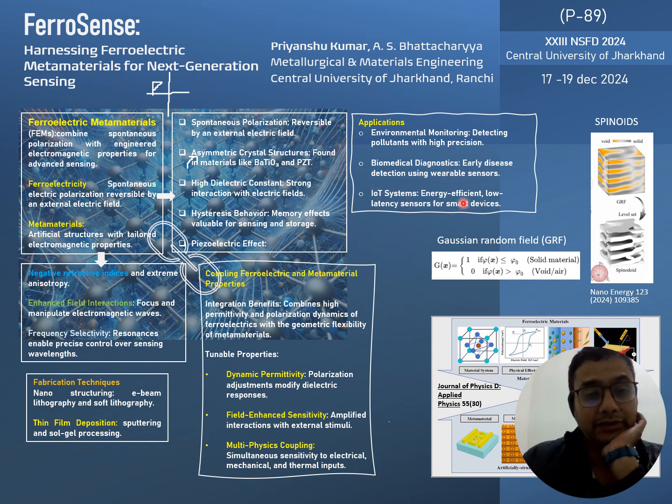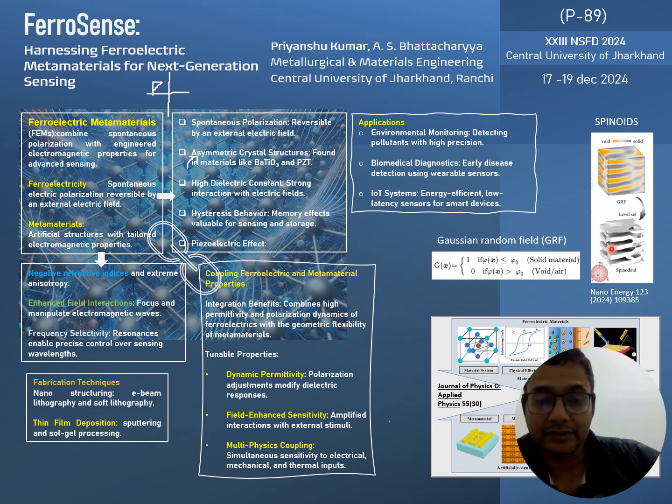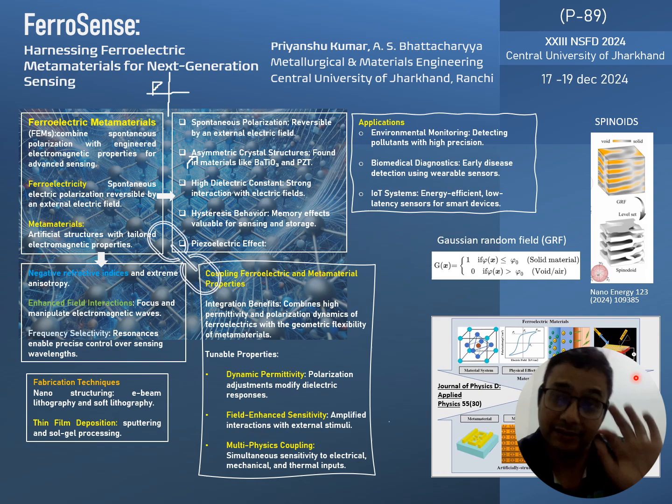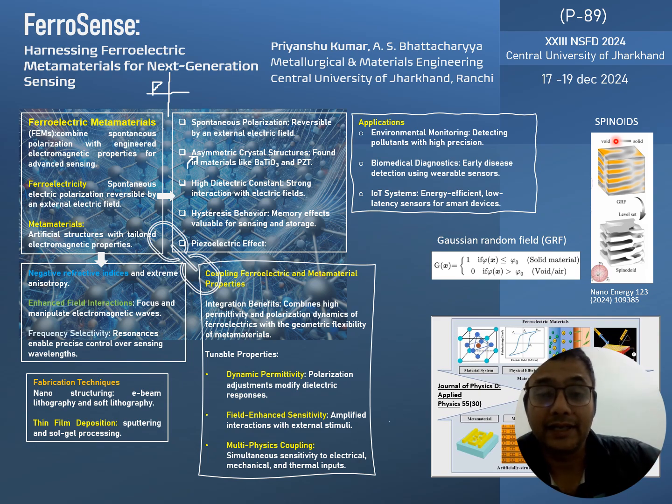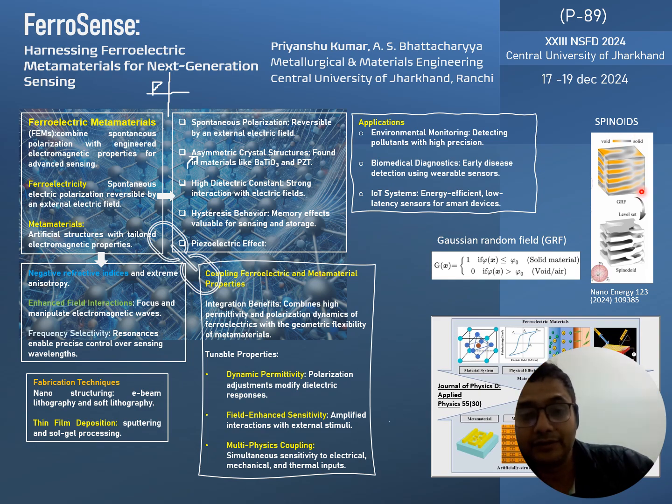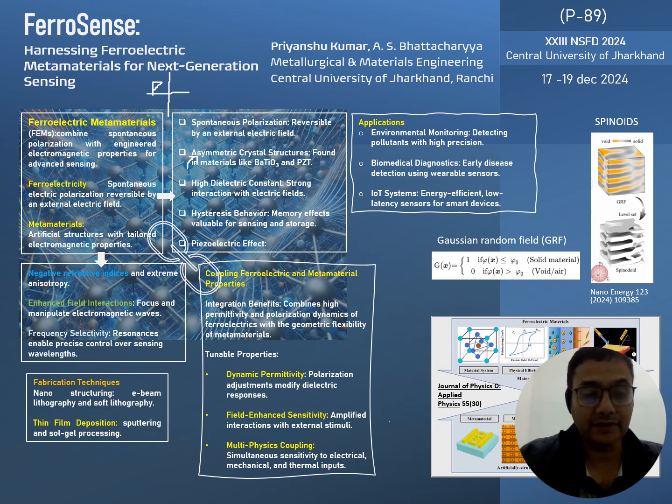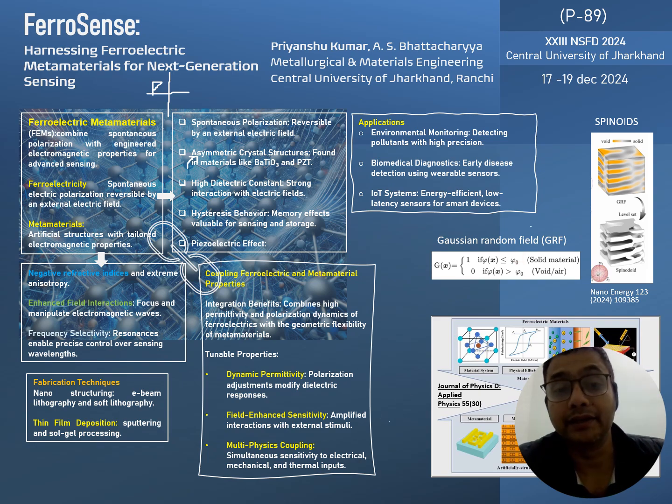Now, let's start with an example of a metamaterial. A metamaterial can be said to have a porous structure, like in this case. This sort of metamaterial is called a spinodoid. Now, how are we actually defining a spinodoid? We are defining a spinodoid by a Gaussian random function, which is mainly given by this phi(x) term, where x is the position vector.